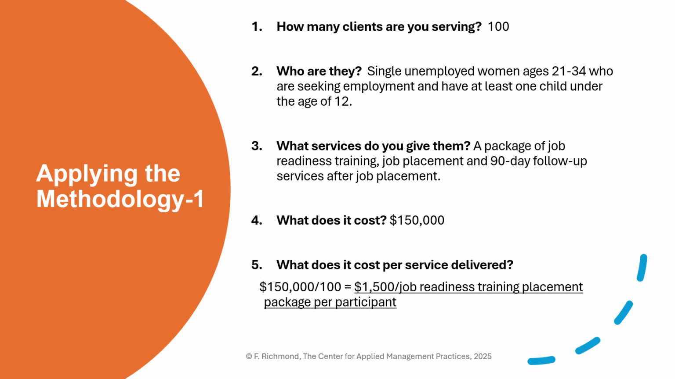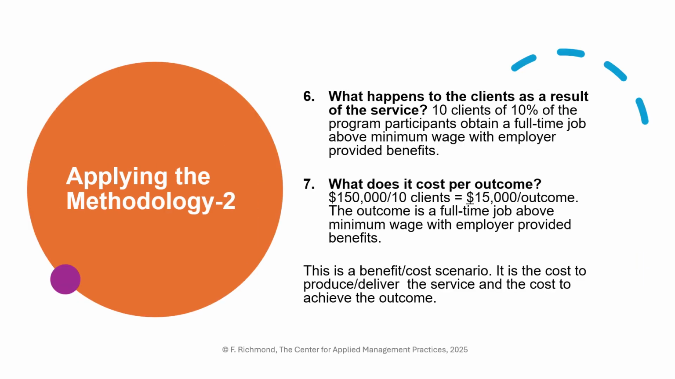Arithmetic. We take the $150,000, we divide it by the 100. Win or lose, we're going to spend $1,500 per person for that program. Right? That's a sunk cost. Standard business model. All right, so what Carter did was he added these other pieces. What happens to the client as a result of the service? What we're saying is 10 clients, or 10%, obtained a full-time job above minimum wage. That's 10 of 100. Unless you understood the bigger picture, your first reaction is 90 failed, right? We're thinking the opposite way: 10 succeeded.